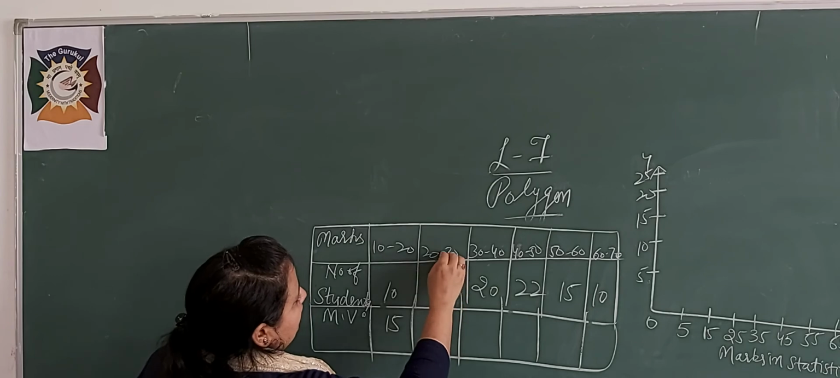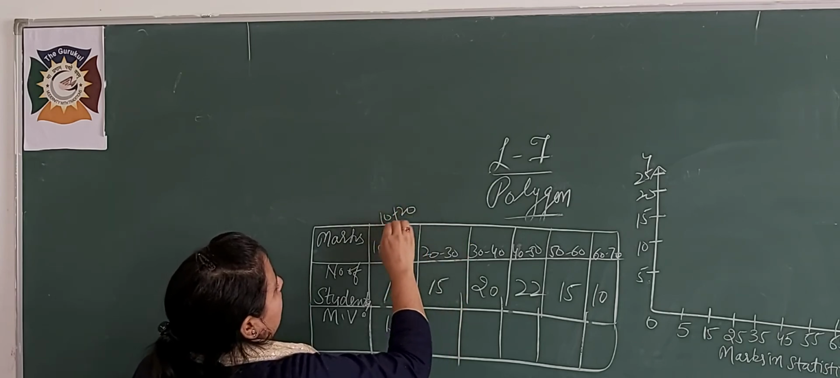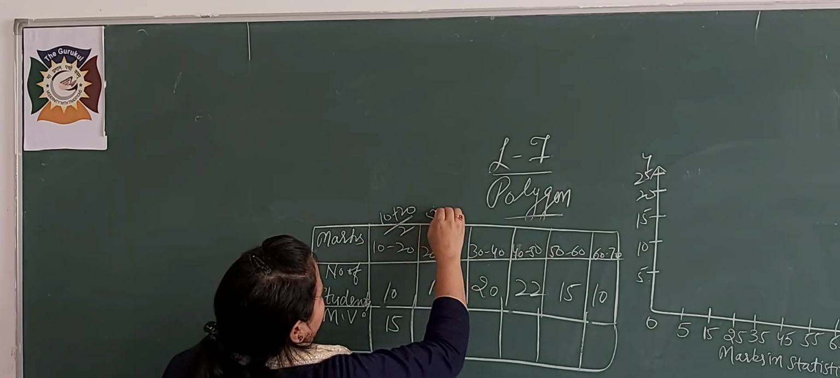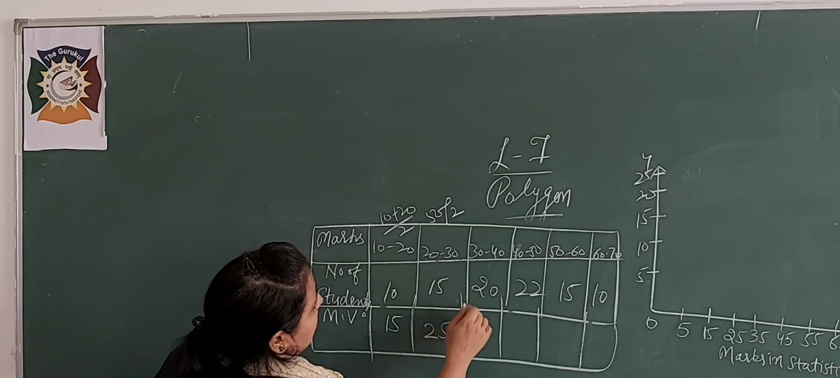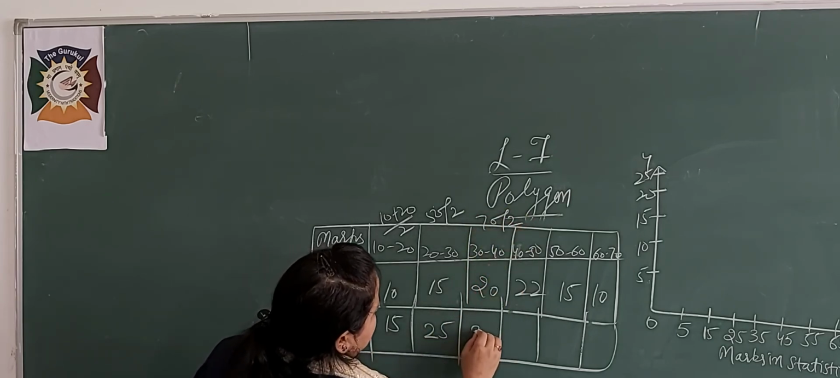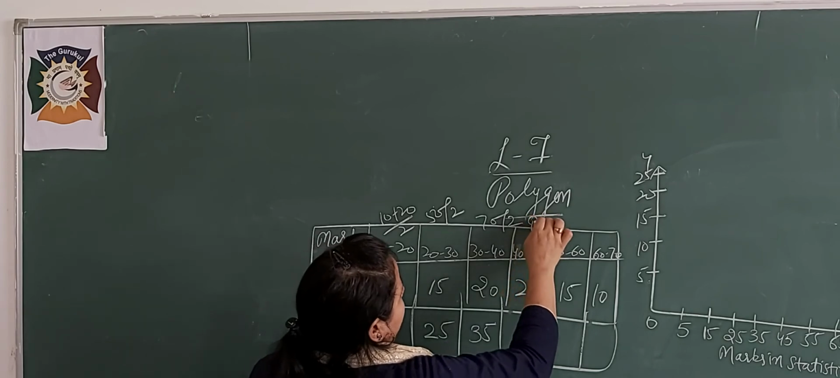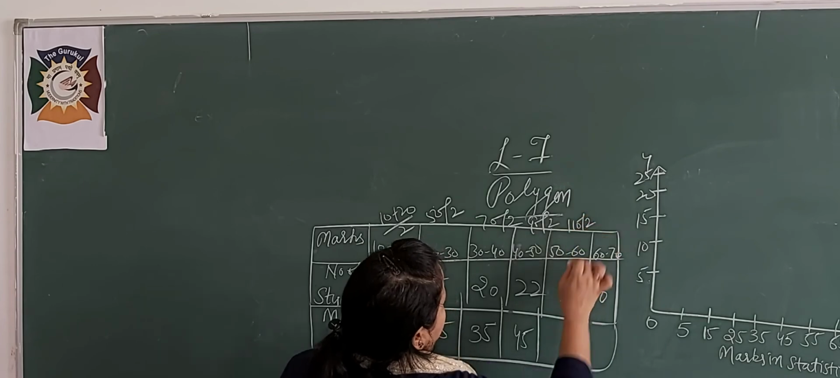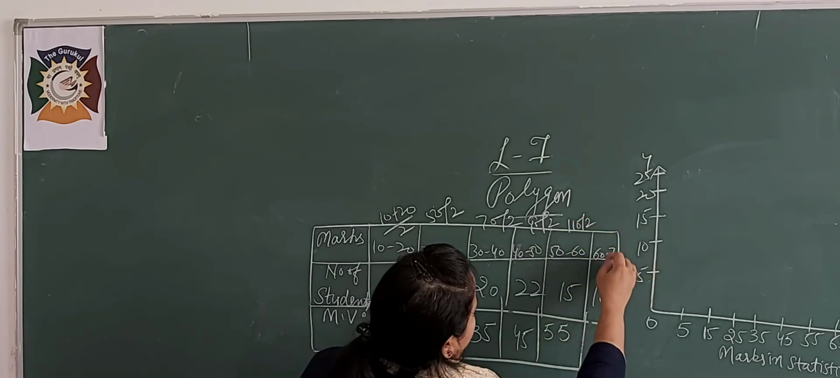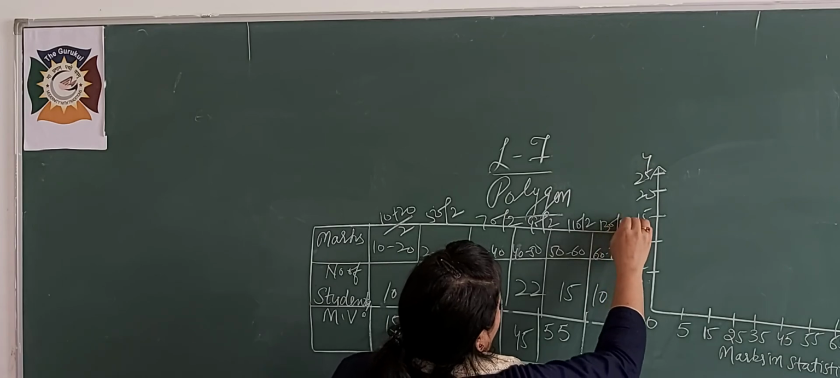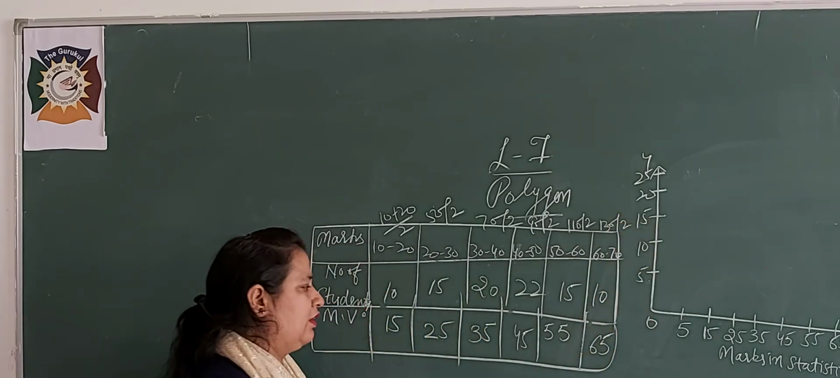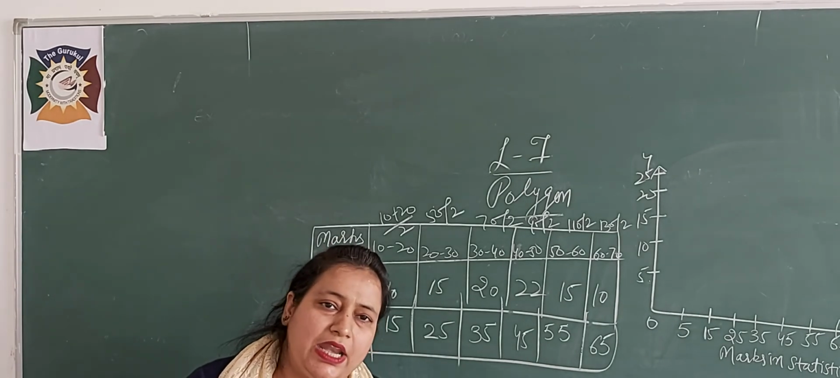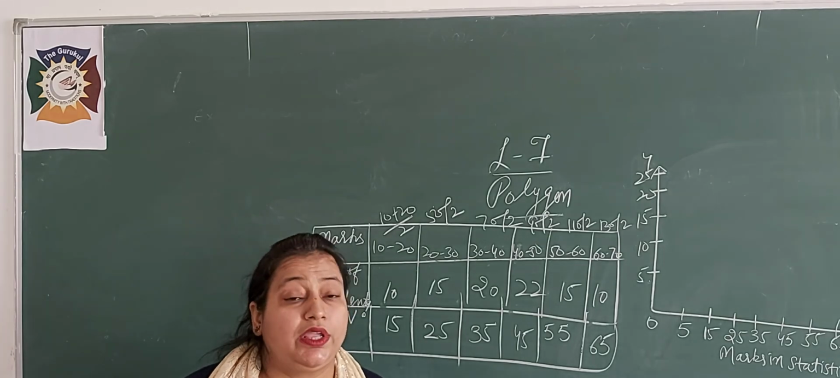10 plus 20, 30 upon 2, 15. 20 plus 30, 50 upon 2, 25. 70 upon 2, 35. 90 upon 2, 45. 110 upon 2, that is 55. Next you will find 130 upon 2, that is 65. Let us start. I already told you, when you are making the polygon, the beginning and end you will do yourself.